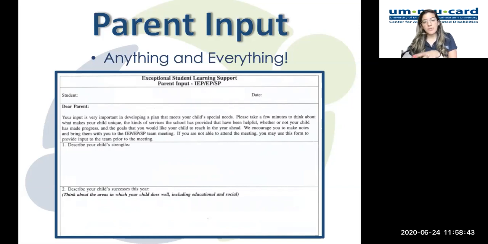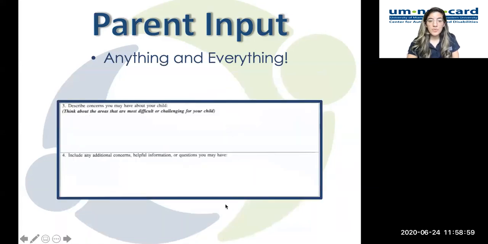And one of those papers is the parent input section, which includes 4 boxes, but you are not limited to these boxes. So for example, the boxes are: describe your child's strengths, describe your child's success this year, describe concerns you may have about your child, and include any additional concerns, helpful information, or questions you may have. You can go ahead and abide by these 4 questions because it does help guide you in your thoughts, but please feel free to include as much pertinent information as you deem necessary.